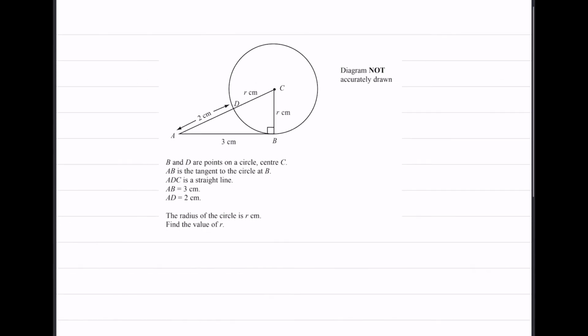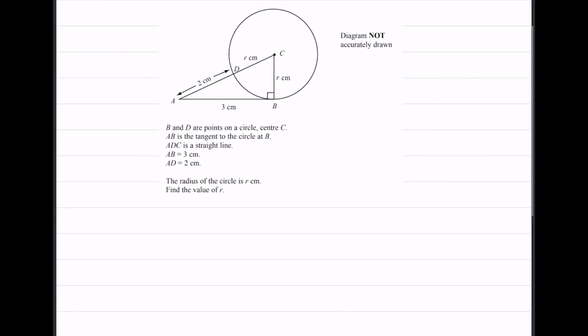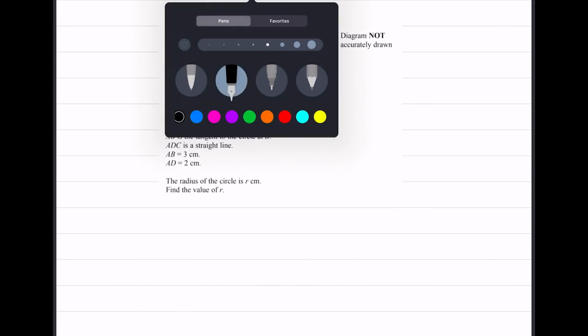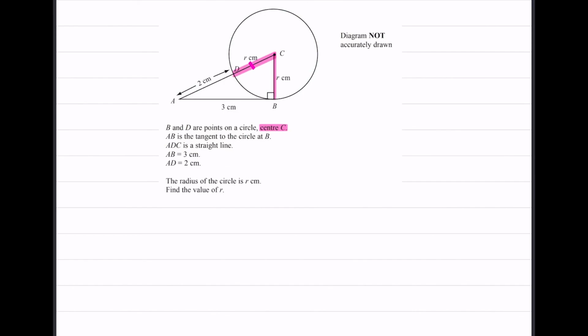Alright, if we look at the last question, we have a circle again. B and D are points on a circle center C. So the fact that we have the center C, I'm just going to pause there, just quickly chat about it. So we have center C, which means that DC and CB are both radii, and they're both equal to each other, but only up to the point D and up to the point B, because the radius is from the center to the circumference of the circle.